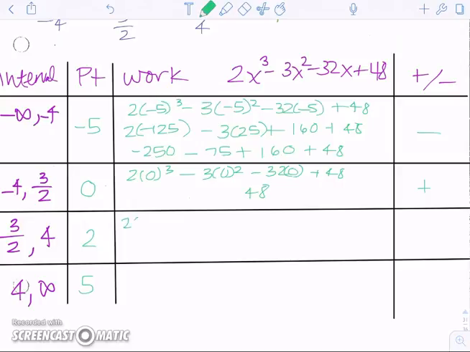So I'm going to plug in 2. And again, I don't care about the integer. All I care about is whether or not it's going to be positive or negative. And I realize the negative will outweigh the positive here. So it ends up being negative. And then I test my last interval.